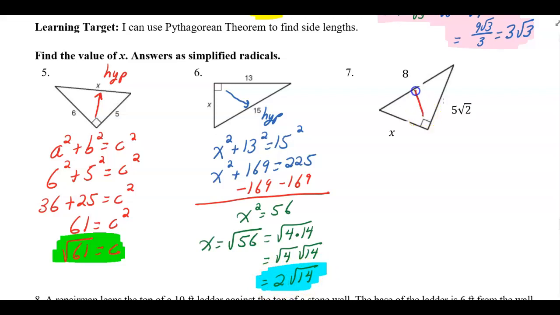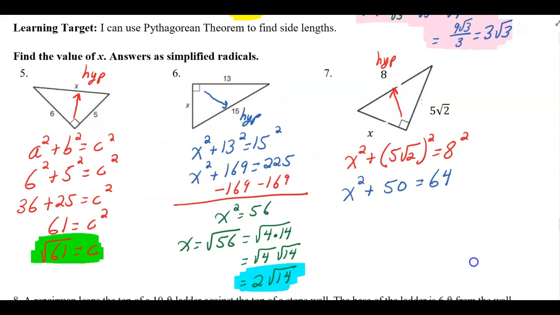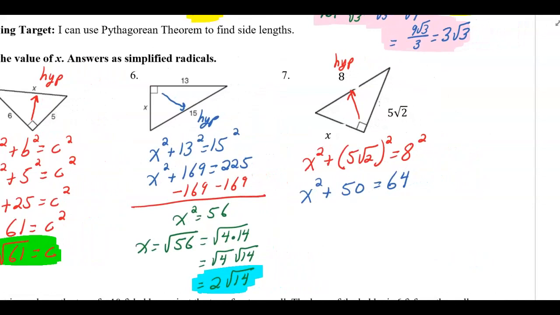For problem number 7, the 8 is the hypotenuse. So for this problem, we'll do x squared plus (5 root 2) squared equals 8 squared. If you use your calculator to figure out 5 root 2, the quantity squared, you will get 50, and then 8 squared is 64. I'm going to show you how to get 5 root 2 squared without your calculator.